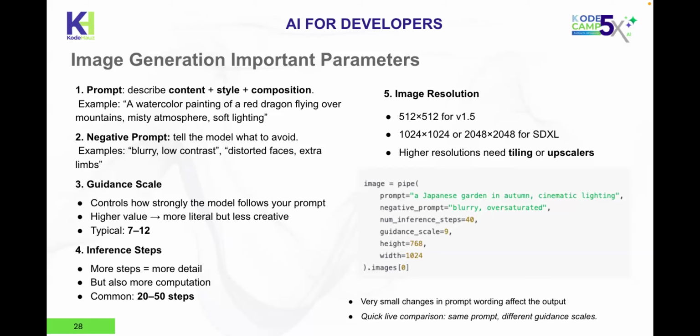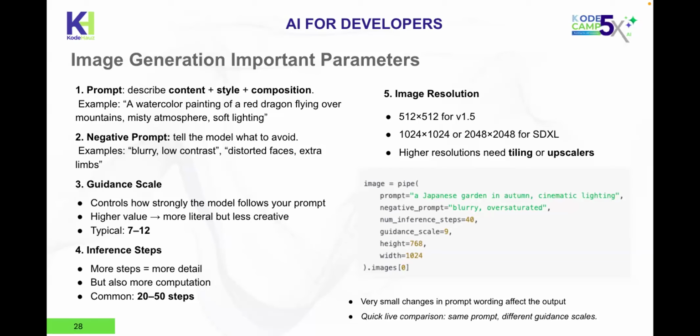So a good example of this is when you say blurry and low contrast, you can say, I don't want, it shouldn't be blurry, or it should be blurry, right? Or, I don't want, it shouldn't have distorted faces or it should have distorted faces, extra limbs. So those are just additional information.